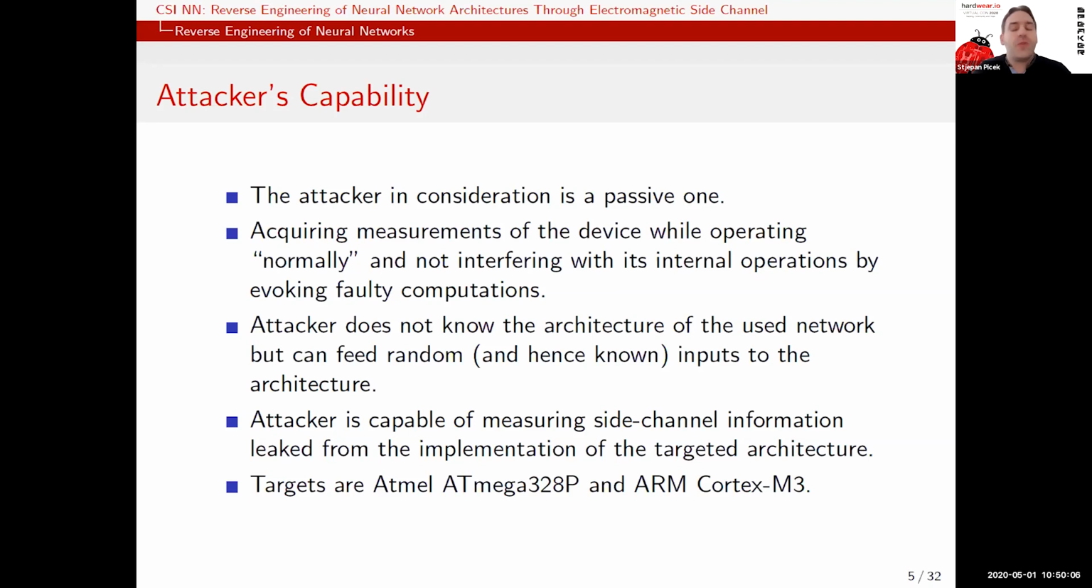And of course, since we are doing a side-channel attack, the attacker must be able to measure side-channel information leaked from the implementation.